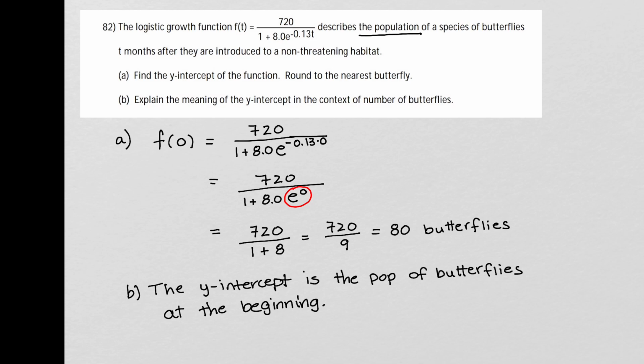So there's a few different ways you can word that, but anything in terms of that, it's the population of the butterflies. How many butterflies do we have when we are starting? So that's how you do that problem.